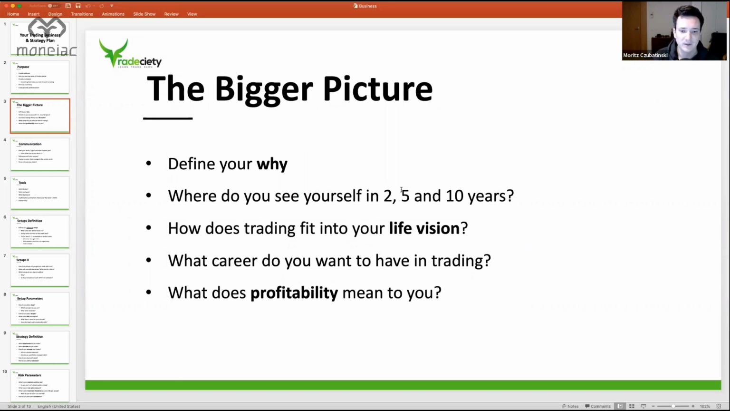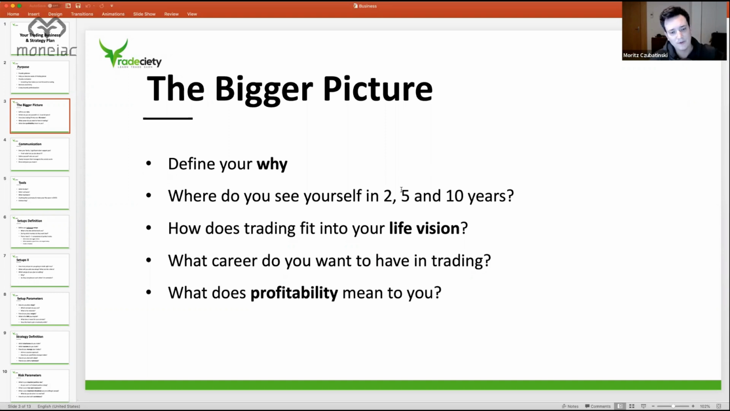You can stay a retail trader forever. You can join a prop firm. You can open your own prop firm. You can also become an educator once you are profitable. You can do copy trading and try to gain a huge following there. So whatever you want to be, you have to be very specific about it, because there are millions of careers in trading, just as there are millions of trading strategies. Yeah, so that's super important to know as well.